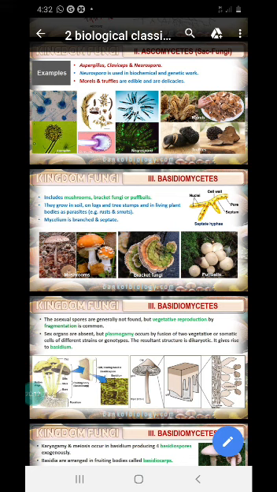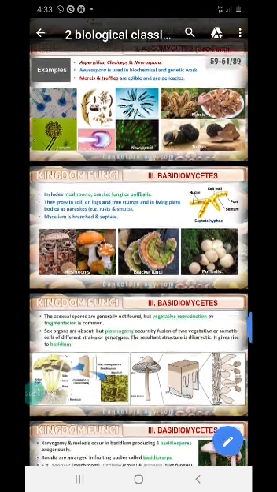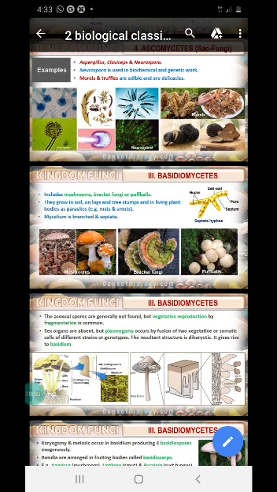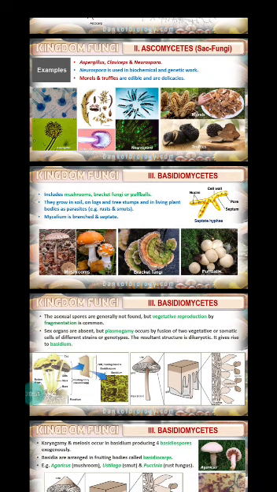Now some other examples of Ascomycetes are yeast, and Penicillium belongs to this group, and there are Aspergillus, Claviceps, Neurospora. Neurospora is used in various biochemical and genetic experiments. And some other examples like morels and truffles are used as a source of food, very delicate and sweet. Even mushrooms you use as food, right? So morels and truffles are edible. Edible means used as food.